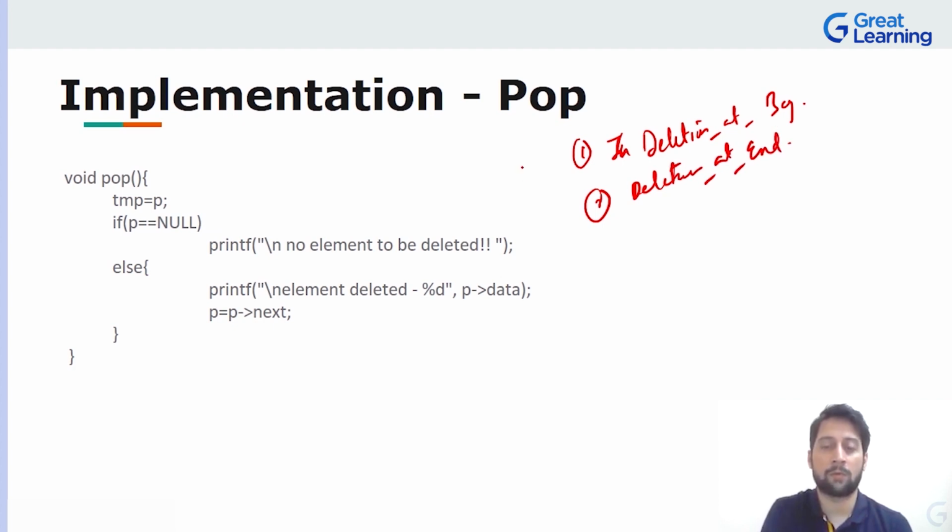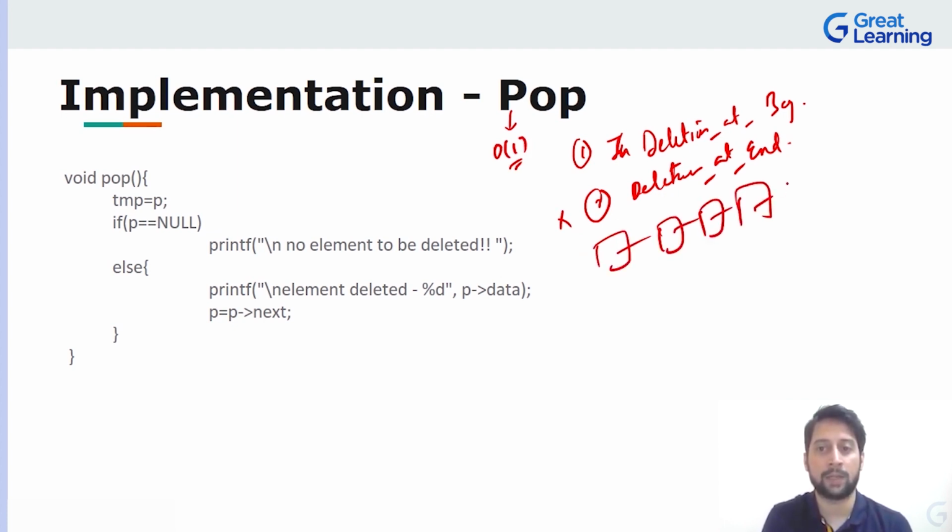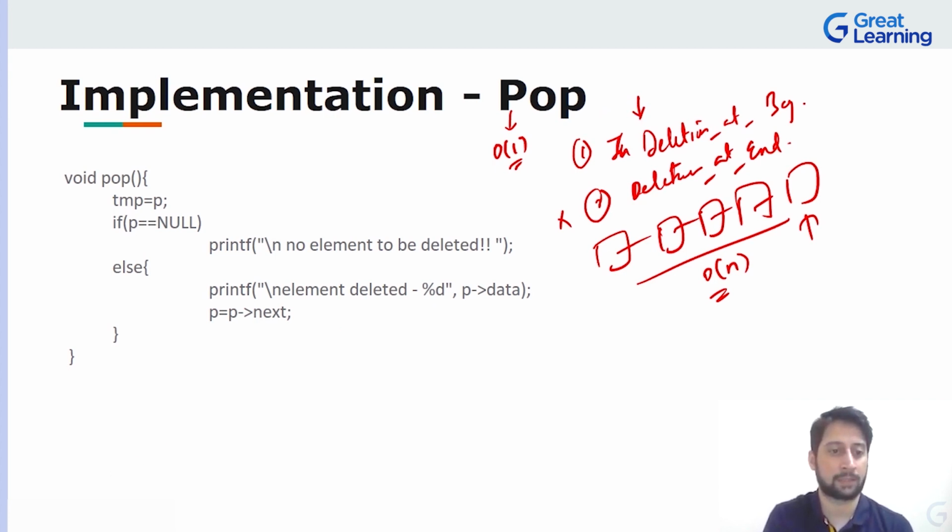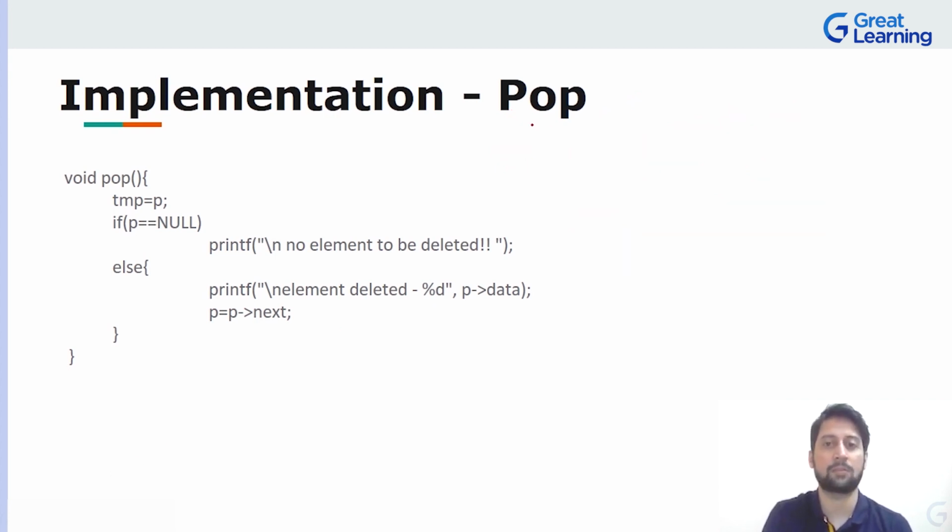Now, since we want to perform this operation in a constant amount of time, deletion at end is out of the picture. Why? Because if we are deleting the node at the end, we need to traverse all these nodes to reach here, which takes big O of n time in worst case scenario, right? So this is out of the picture. Now we will be implementing this pop method using the same approach that we did in deletion at beginning. So let's see how to do it. So the scenario remains same. We are not going to change our head node, that will remain as it is.